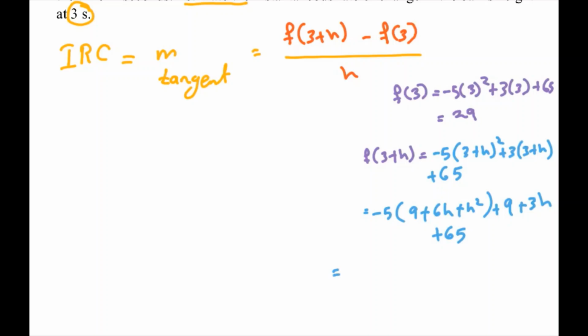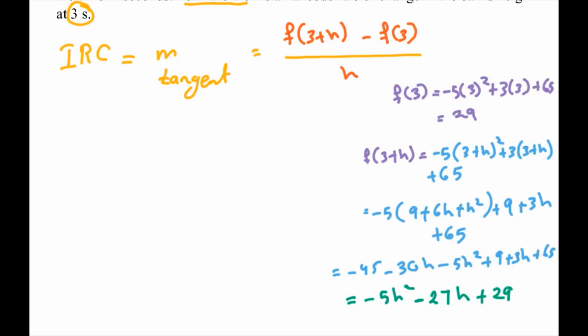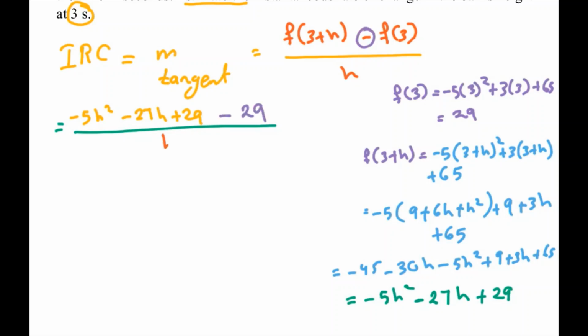You can simplify it more. That would be negative 45 minus 30h minus 5h squared plus 9 plus 3h plus 65. By collecting the like terms, it will be negative 5h squared minus 27h plus 29. Now you go here and put this all together. So it will be negative 5h squared minus 27h plus 29 and minus 29, because I do have minus here, over h. Now you can see that these two can cross out each other.